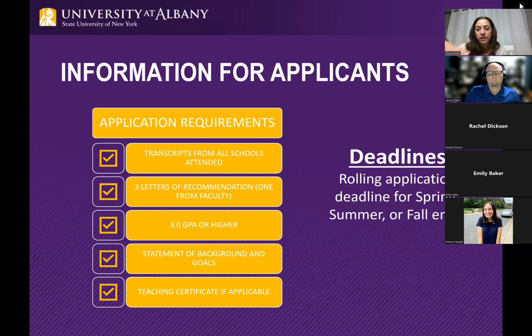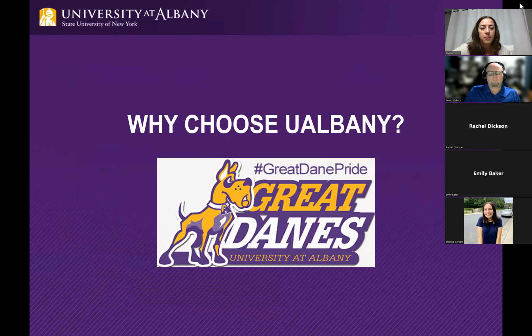Your UAlbany transcript will be already available. And then 3 letters of recommendation, with 1 from a professor, a 3.0 GPA or higher, statement of background and goals, and a teaching certificate if applicable. The deadline is a rolling deadline, and I always give students the recommendation of about 4 to 6 weeks before the semester starts to give the admissions committee ample time to review your application thoroughly.